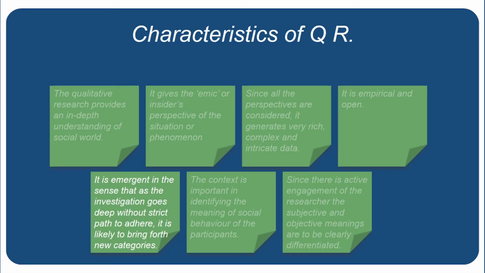It is also emergent in the sense that as the investigation goes deep, without a strict path to adhere to, it is likely to bring forth new categories, new kind of understanding which has been not known to the researcher, sometimes even for the people. Also, another important character of qualitative research is context is more important in finding out the meaning, because meaning changes from context to context. Right. So, the social behavior need to be understood in terms of the context of the participants.